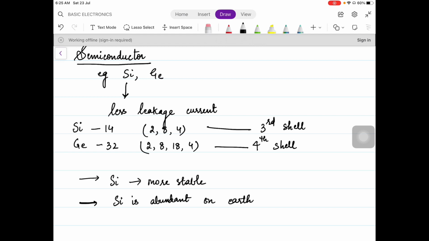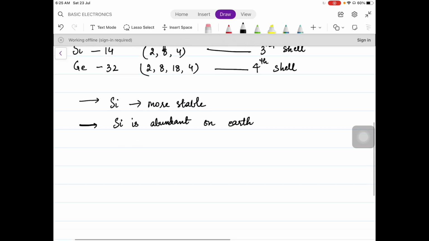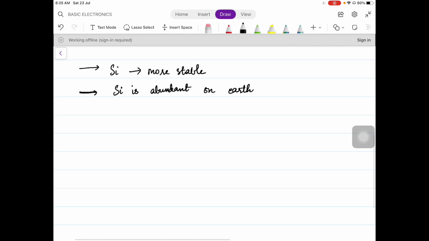I advise you all to write the reasons for preferring silicon in the same order as we have written here. The first and foremost reason is that silicon has less leakage current. The second reason is that it is more stable at higher temperatures. And the third reason is that it is abundant on Earth. So that is why we prefer silicon over germanium. Now let us move forward.